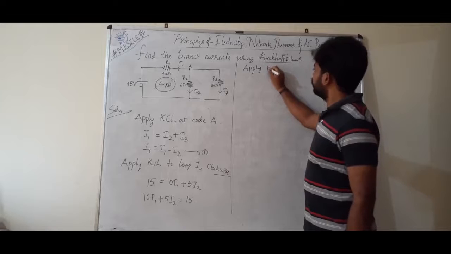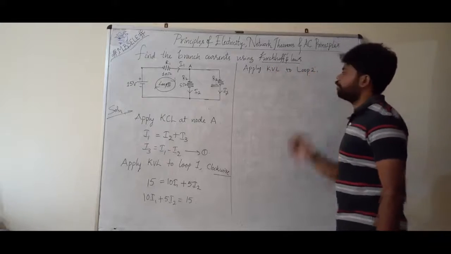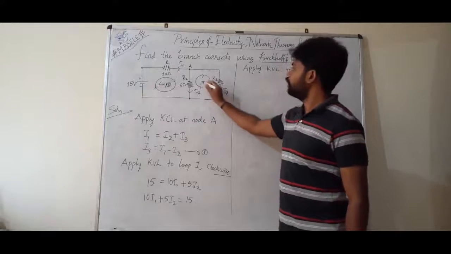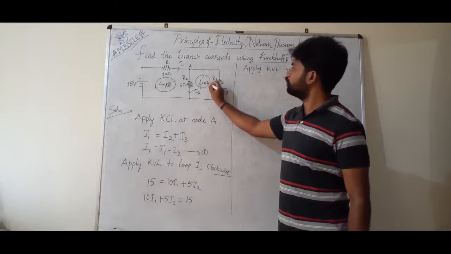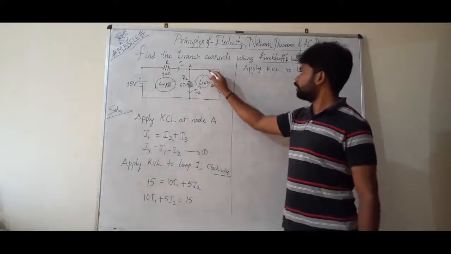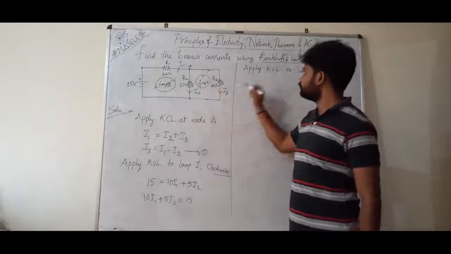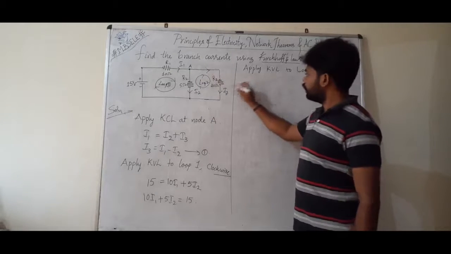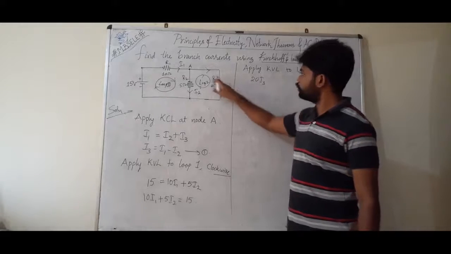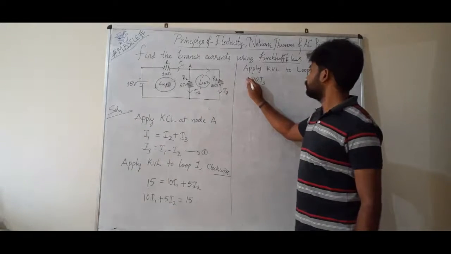Apply KVL to loop 2. Here again I am choosing clockwise traversing, so this is for loop 2. I start from here. The current here is I3. The resistance is 20, so 20 I3, plus, because we are going in the same direction as I3.